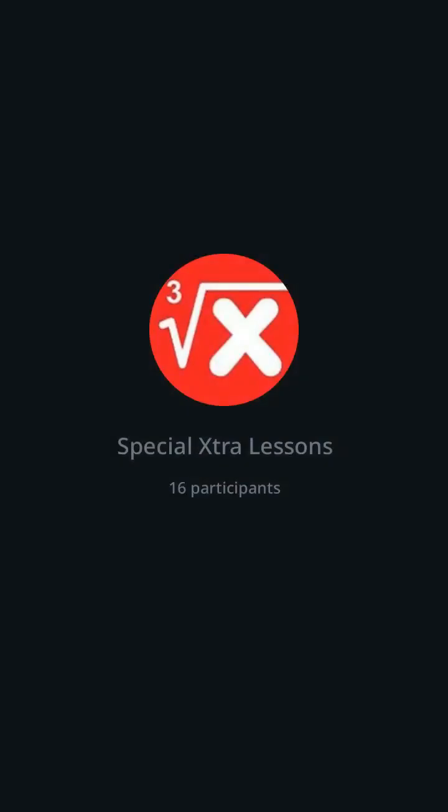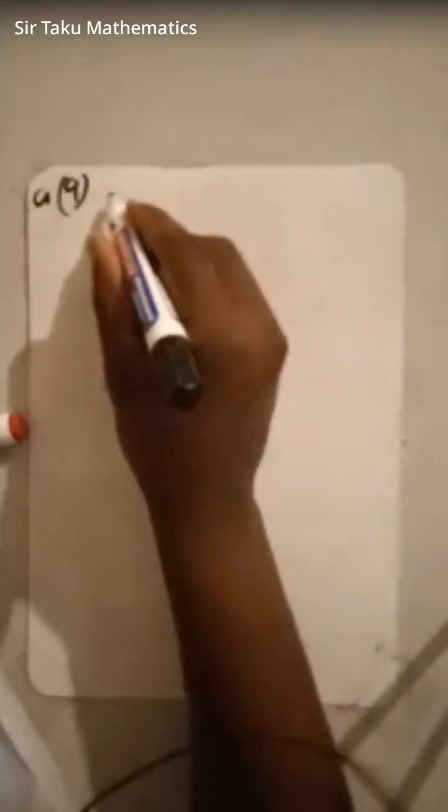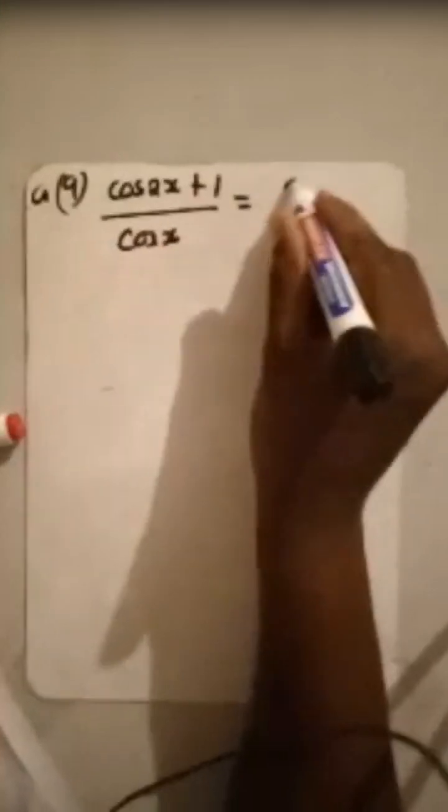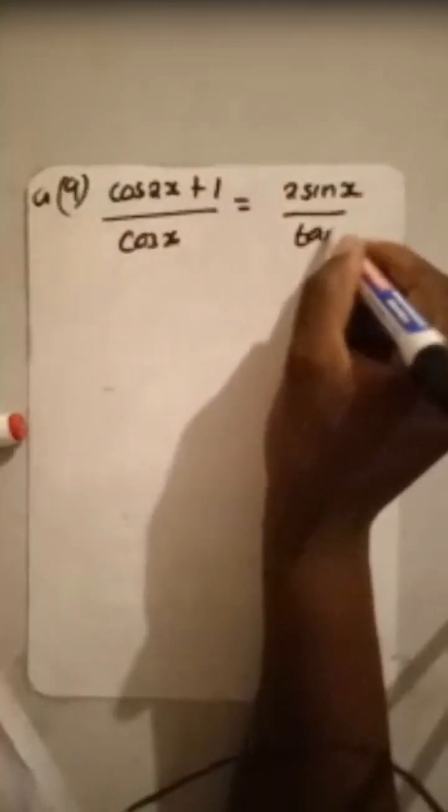A9. Right? A9, what is it saying? It's saying cos 2x plus 1, right, over cos x is equals to 2 sine x over tan x.